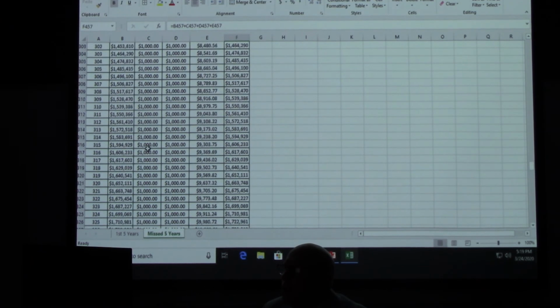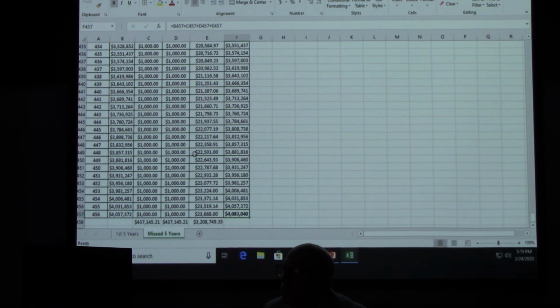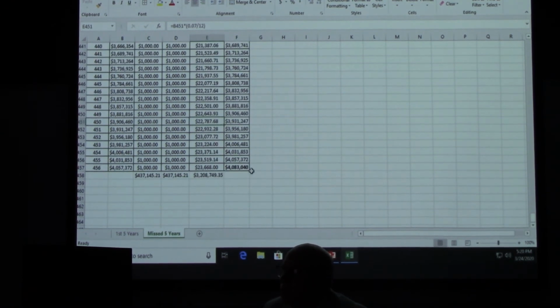From the end of year 9 on, we put in $1,000 a month, and the employer puts in $1,000 a month. Then we earn 7% monthly, and this is what it looks like. So we end up with about $4.1 million.